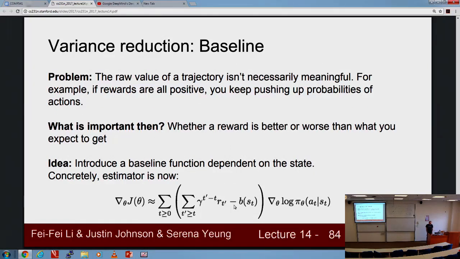Another problem is that in the formula, if the reward is positive, then the probabilities of the actions that we have performed in that particular episode will all go up. Now let's imagine a game where we only have positive scores. That means no matter what the episode is, the probabilities of the actions in that episode are always going to be pushed up.